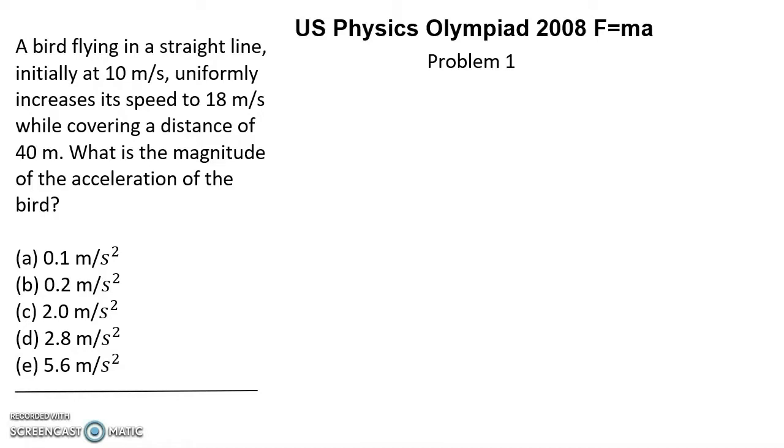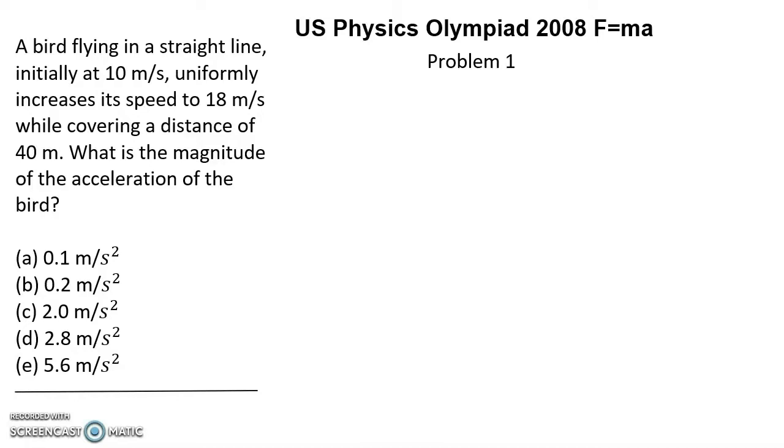So first problem: a bird flying in a straight line, initially at 10 meters per second, uniformly increases its speed to 18 meters per second while covering a distance of 40 meters. What is the magnitude of the acceleration of the bird?